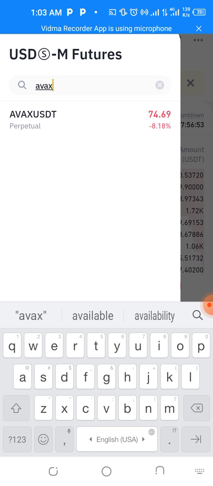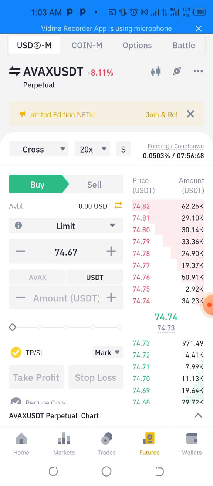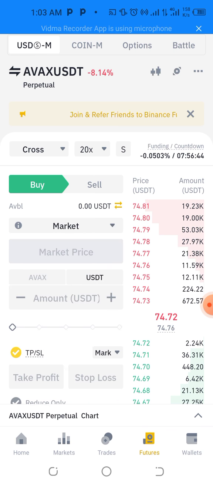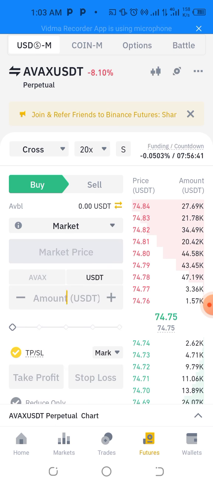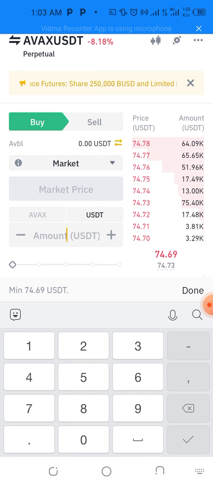I'll click on Avas. All right, so Avas currently is $74. Okay, let's say I want to trade it with market price. So I'll click on market. The amount I can come and say I want to use, say the minimum is 74 USDT.